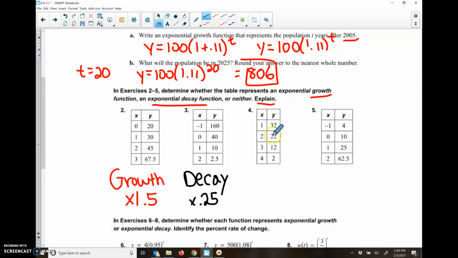Number 4, we have 32, 22, 12, and 2. So again, the numbers are going down, except this time we could figure out the pattern here. It's subtracting 10 each time. So it is decaying by 10 each time.